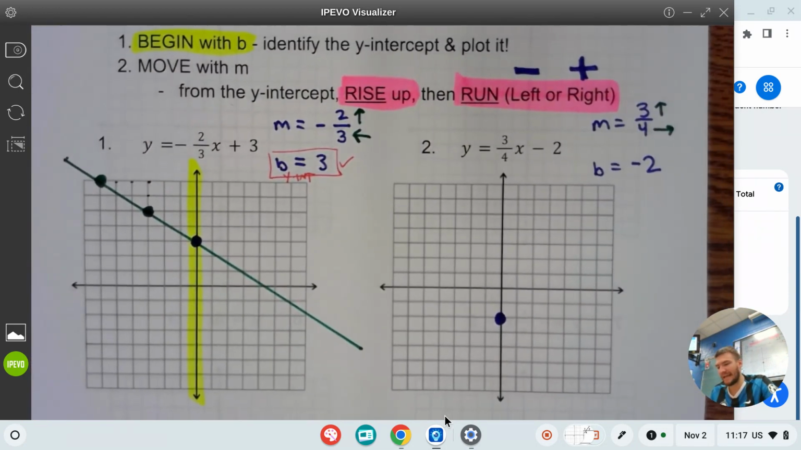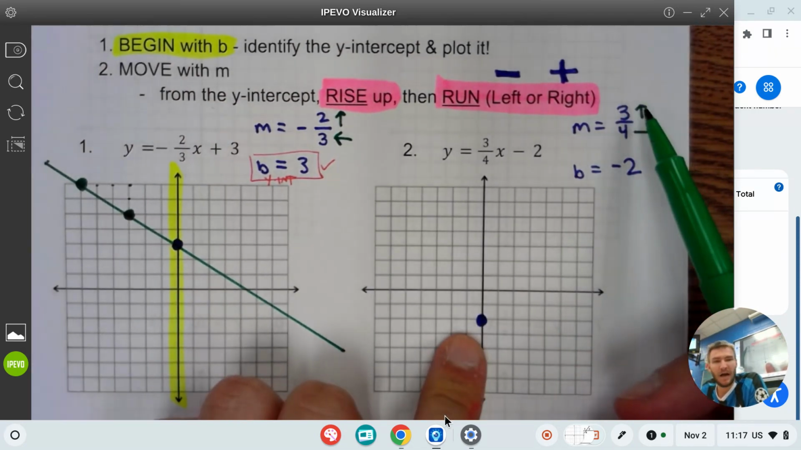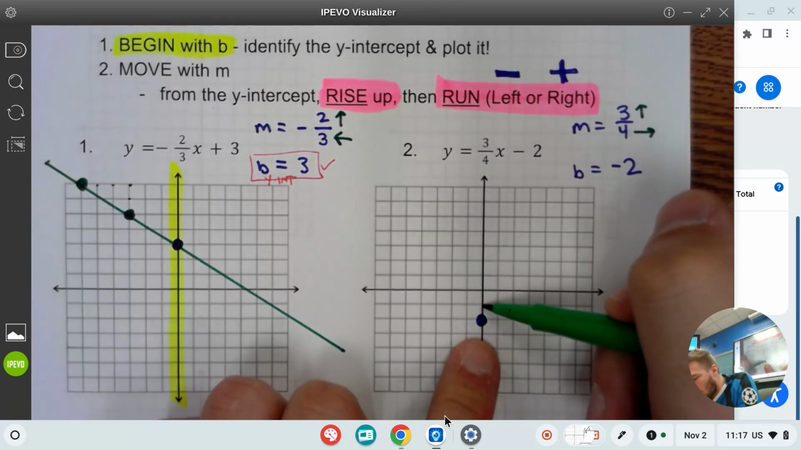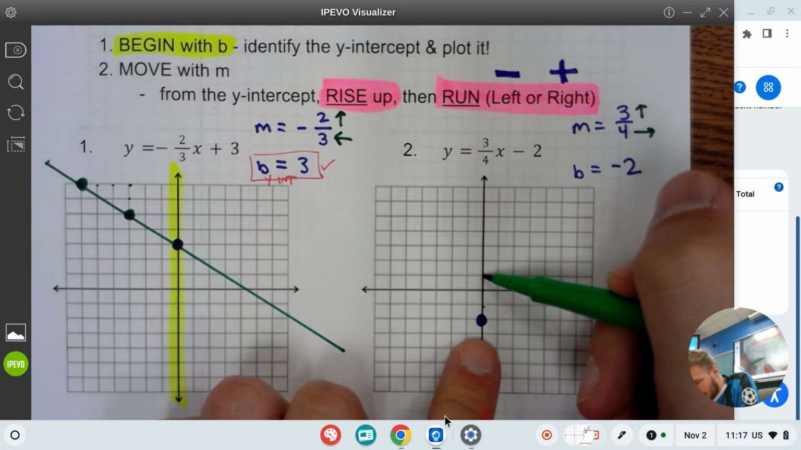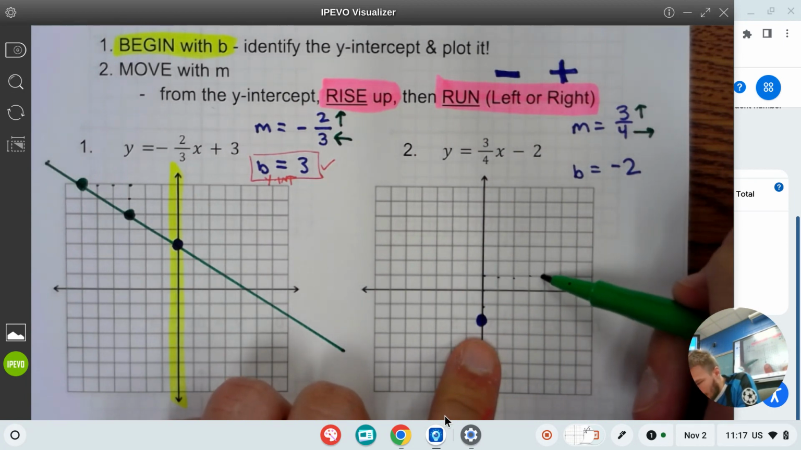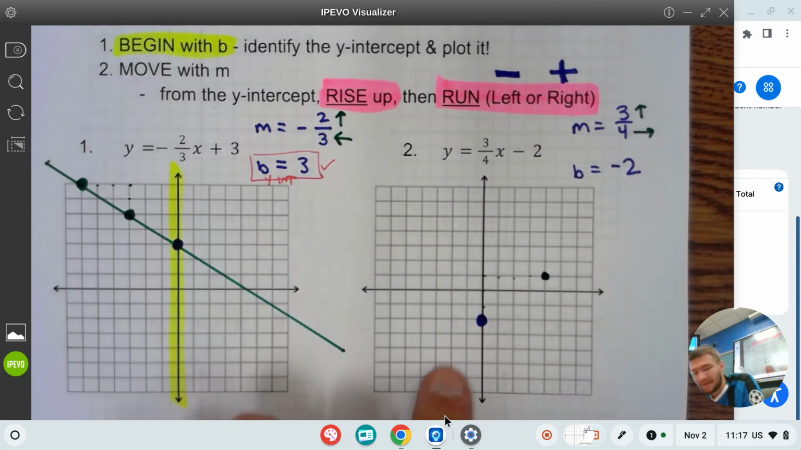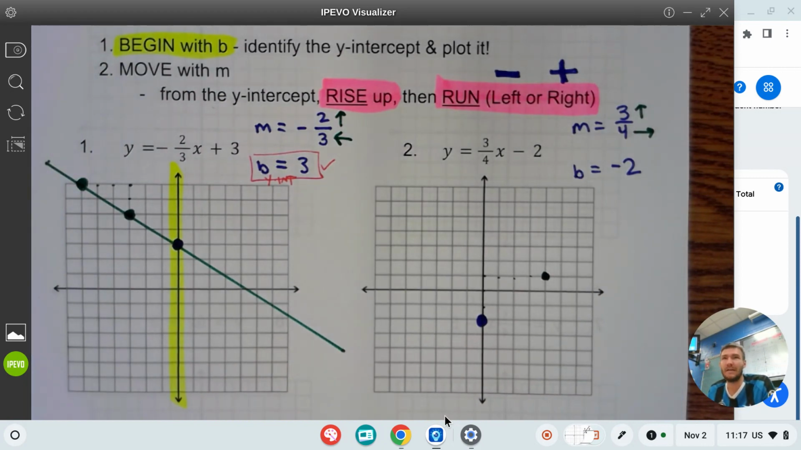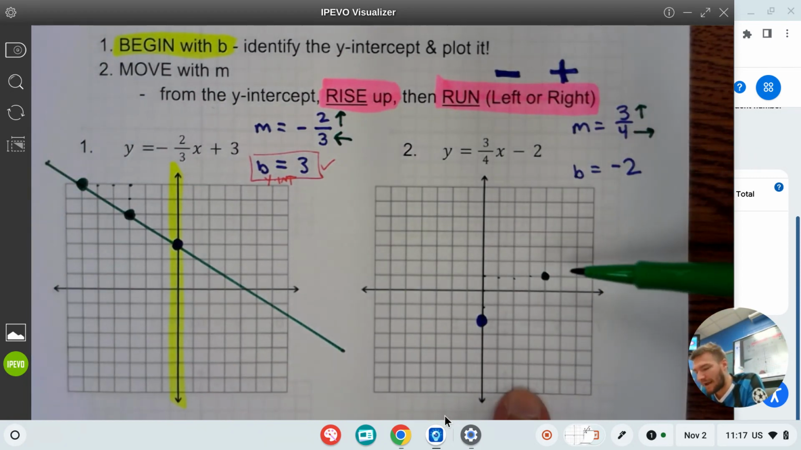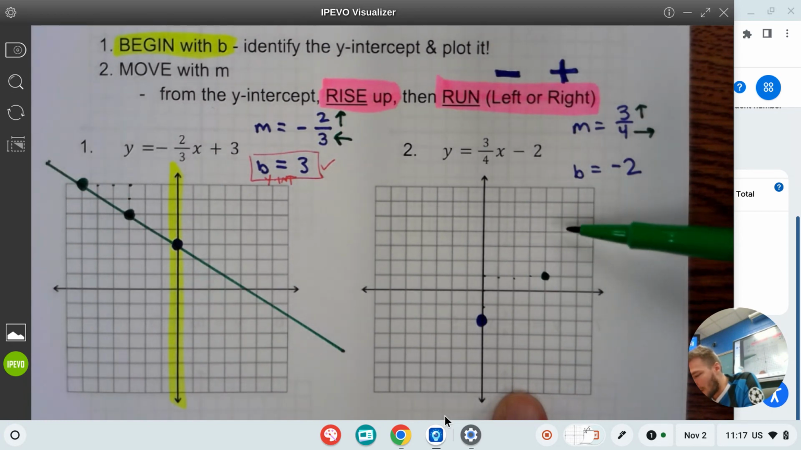Okay, we're going to get into number 2. We're going to do it quickly. We're going up 3, right 4. 1, 2, 3, stop, turn. 1, 2, 3, 4. And I went to the right this time because it was a positive number. Now I'm going to go up 3, right 4. 1, 2, 3. 1, 2, 3, 4.